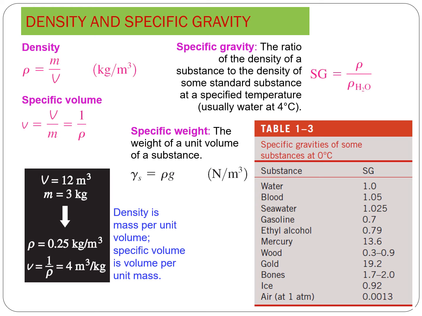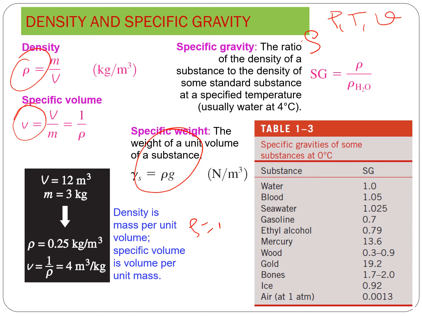And then properties, we have so many properties. The property could be intensive property or extensive property. Intensive property does not depend on mass, whereas extensive property depends on mass. The property could be pressure, temperature, volume, specific volume, density, or specific weight. So you should know how to calculate density. Density is mass per unit volume. Specific volume is the reciprocal of the density, and specific weight is density multiplied by the acceleration due to gravity.